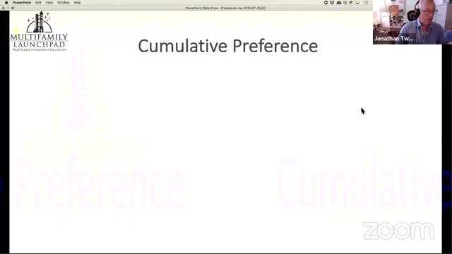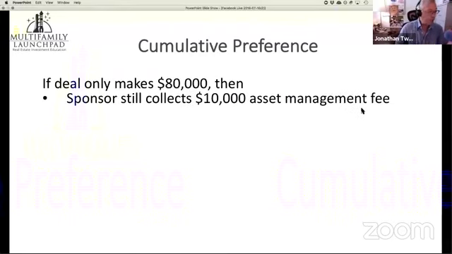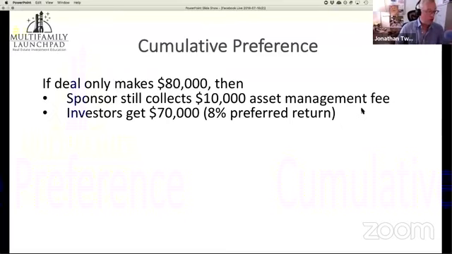Now we get to the cumulative preference, and I'll show you how this works. So let's just say the deal only makes $80,000 in a given year, right? And you decide that you're going to take your $10,000 asset management fee because you're entitled to it. You did all that work, right? Overseeing this deal. The investors get their 70,000, which is short of the 8% preferred return that they're entitled to.